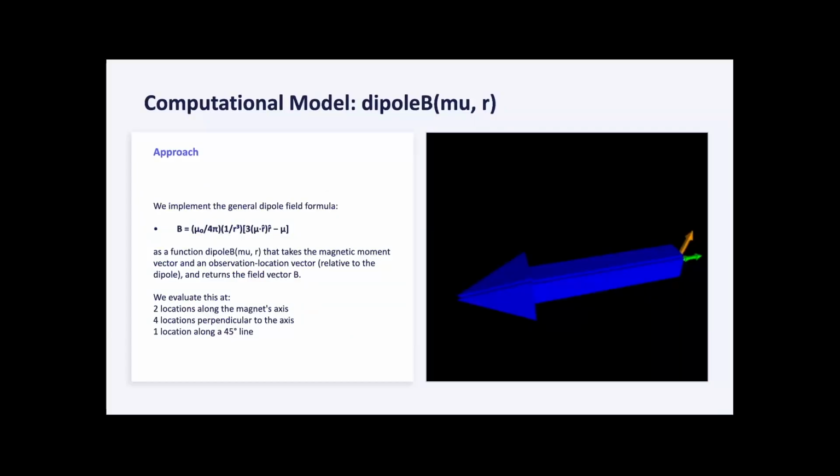For the coding portion, I wrote a function called dipole B, which takes a magnetic moment vector and an observation location relative to the dipole and returns a magnetic field vector using the general dipole formula. I use this function to visualize the field at 7 locations: 2 along the magnet's axis, 4 perpendicular to it, and 1 along the line tilted 45 degrees to the axis, matching the real measurement I need to compare against. As expected, the field arrow points along the axis direction at the on-axis locations and in the opposite direction of mu at the perpendicular locations, consistent with the dipole formula structure.